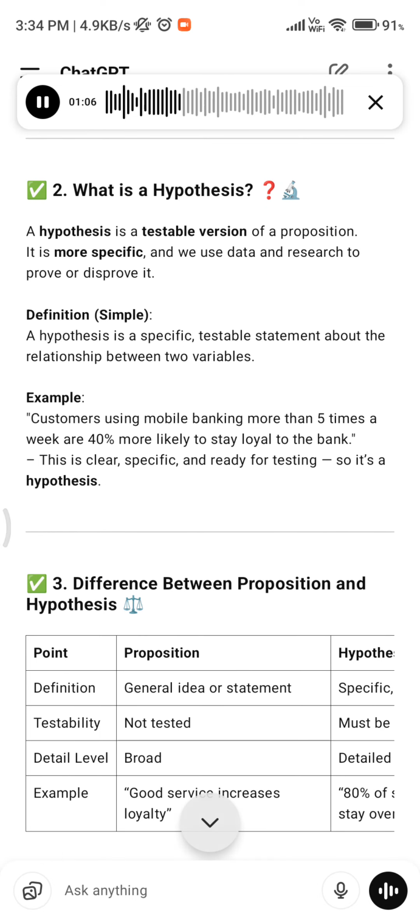2. What is a hypothesis? A hypothesis is a testable version of a proposition. It is more specific, and we use data and research to prove or disprove it. Definition, simple: a hypothesis is a specific, testable statement about the relationship between two variables. Example: customers using mobile banking more than 5 times a week are 40% more likely to stay loyal to the bank. This is clear, specific, and ready for testing, so it's a hypothesis.